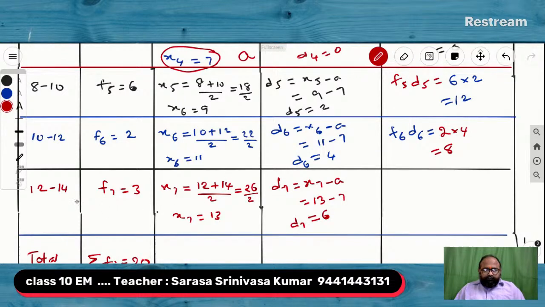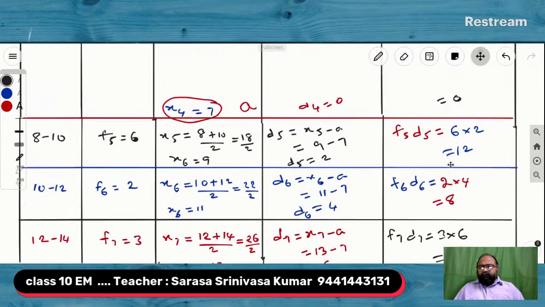Now we calculate F7 D7. What is F7? F7 is 3 and D7 is 6. So this is equal to 3 multiplied by 6, this is equal to 18.